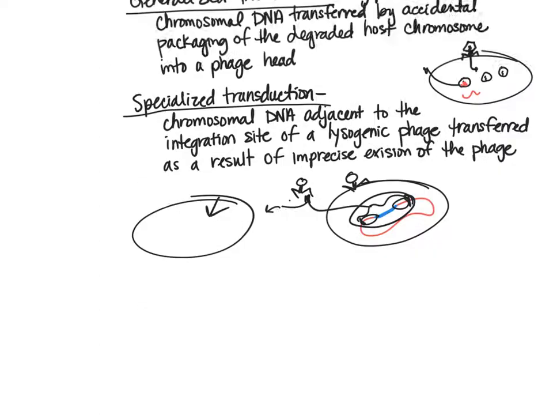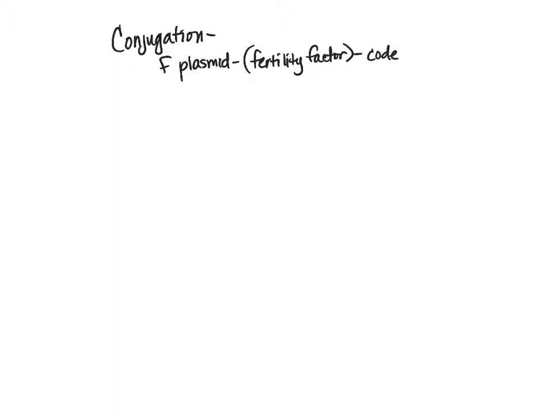The third type of horizontal gene transfer we're going to talk about is called conjugation. Conjugation utilizes some different parts of different bacterial cells. The first one that you need to be aware of is the F plasmid. F stands for fertility factor. The F plasmid is going to code for the F pilus, and it also codes for some other things, but mainly the F pilus is what we're talking about.